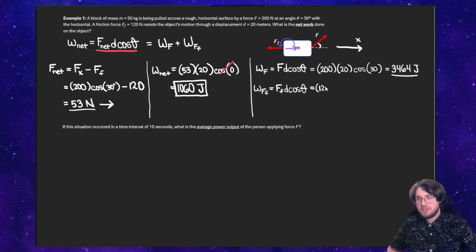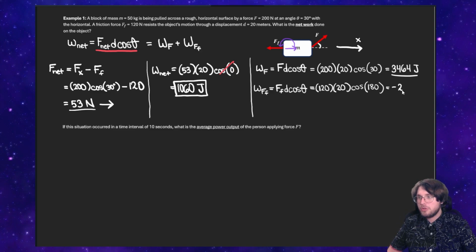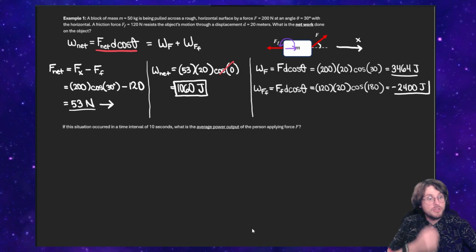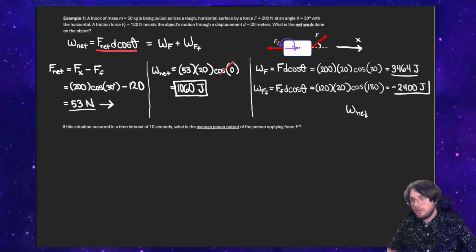So we have a force due to friction of 120 newtons, multiplying that again by a displacement of 20 meters. And again, cosine of 180 degrees is our angle. And if we calculate that, we'll end up getting negative 2,400 joules. So that's a lot of energy being wasted due to friction. And so our last step here is to simply take these works and add them together because they are now scalar quantities, although the negative sign definitely still matters. And so the net work will be the sum of these two.